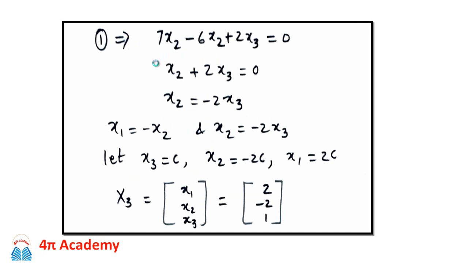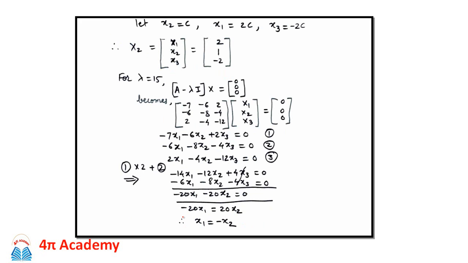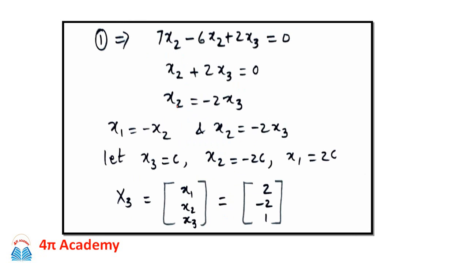Then substituting this, we get... substituting this in equation 1, we get 7x2 minus 6x2 plus 2x3 equal to 0. So it implies that x2 is equal to minus 2x3.